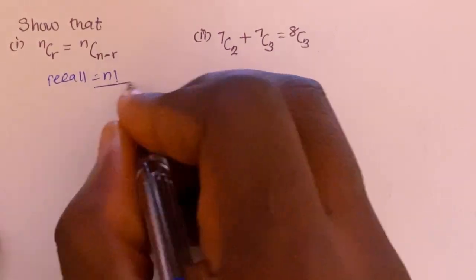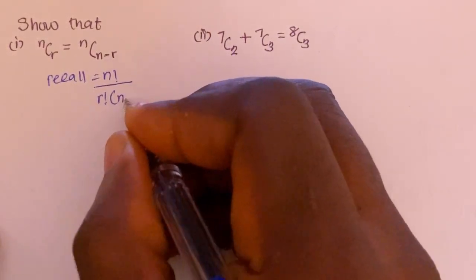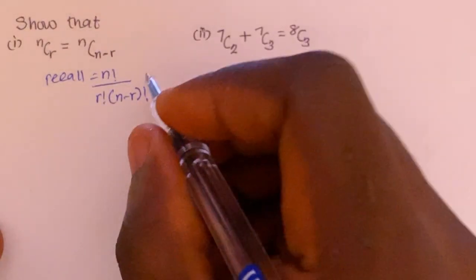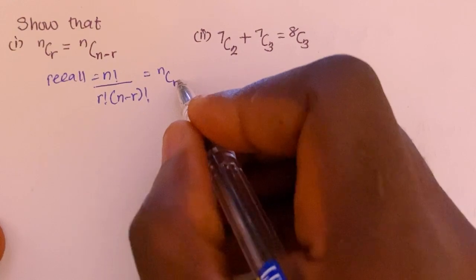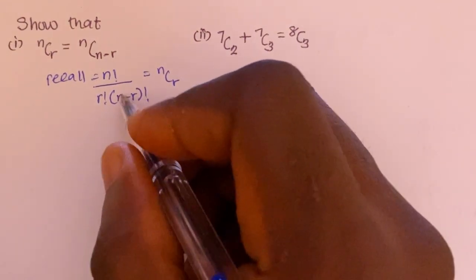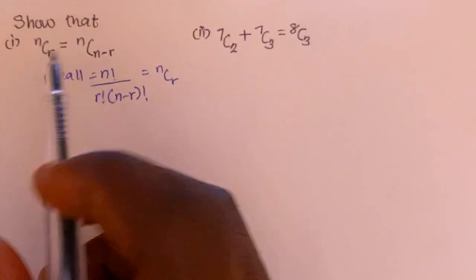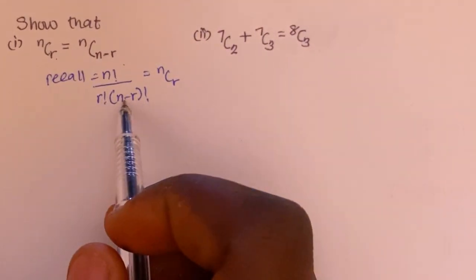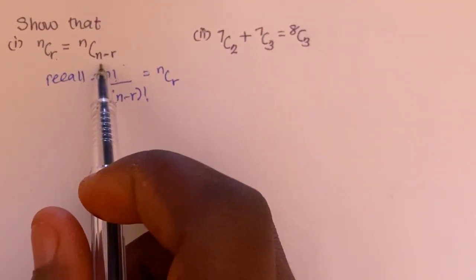n factorial divided by r factorial into brackets (n minus r) factorial. So this is the formula. Whenever I have nCr, it's the same as this. Then should I start from this side or from this side? This is actually nCr. I can start from any side, but let me just choose this side, which is my right hand side.